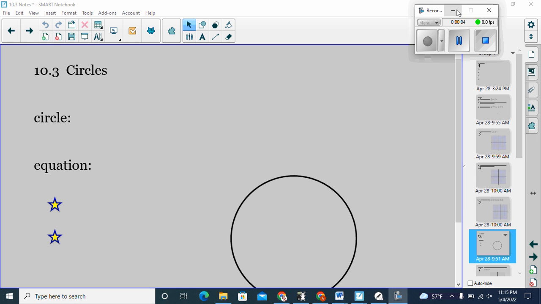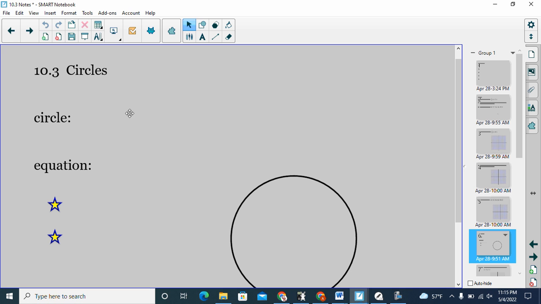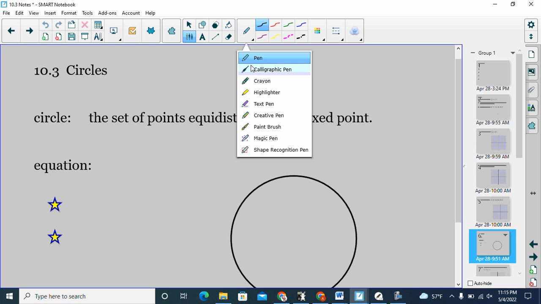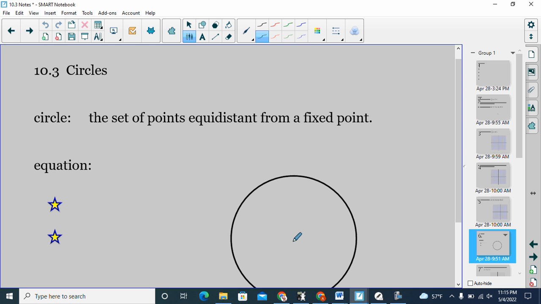These are the notes from section 10.3, which is on circles. The definition of a circle is the set of points equidistant from a fixed point. So we have a fixed point somewhere, we call that the center of the circle. And the circle is all the points the same distance from that point, that fixed distance, whatever that is, that's the radius of the circle.